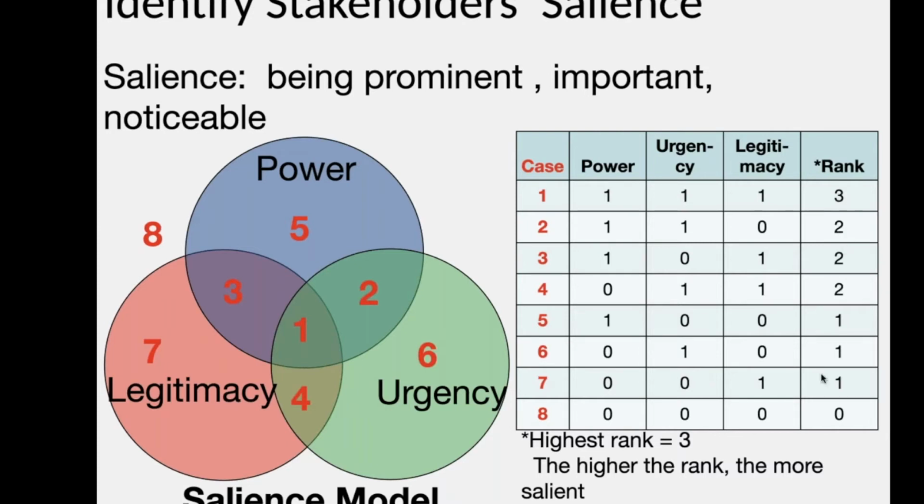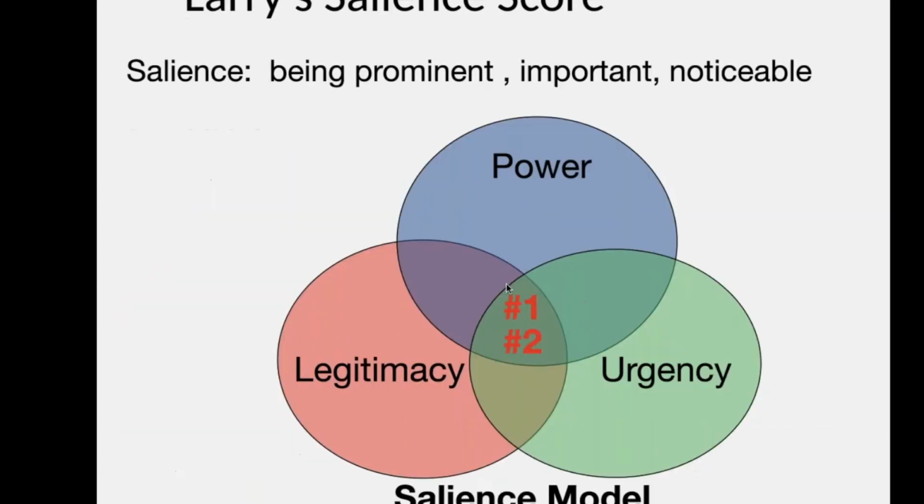2s, 1s, 0s. So after I do a stakeholder grid analysis and organize and prioritize my stakeholder register, I then give everyone a salience score. Power basically means prominence. Urgency means if they need something, it's important. Legitimacy is noticeability. It's another way of looking at it. And it helps you reprioritize. So let's say Larry and I are both salience score of 3, aren't we?